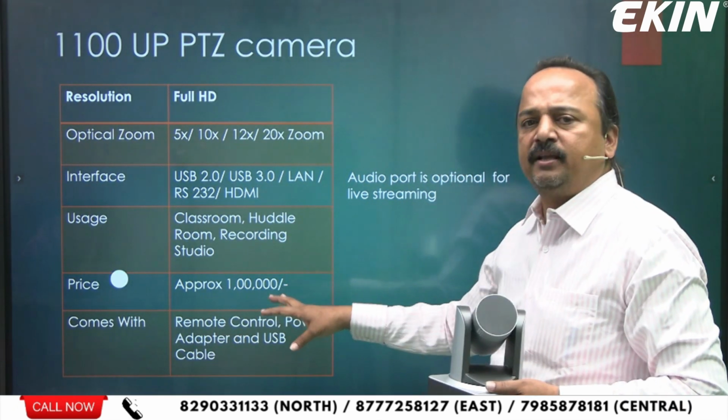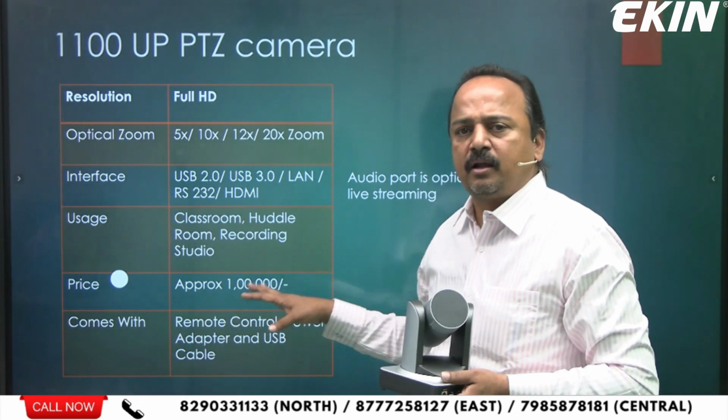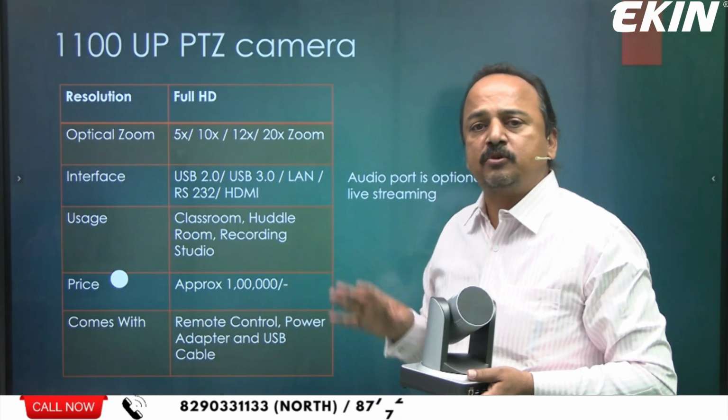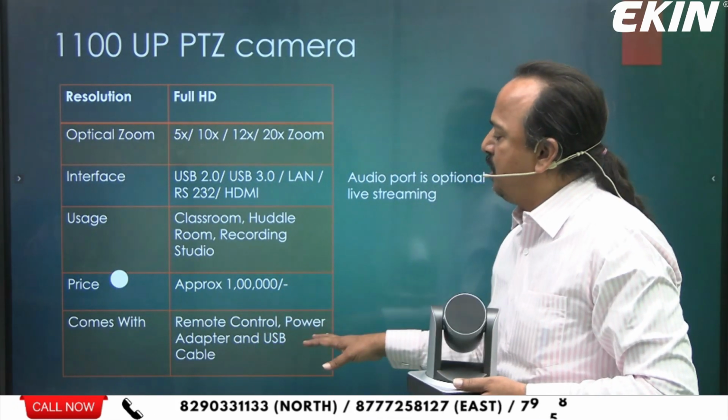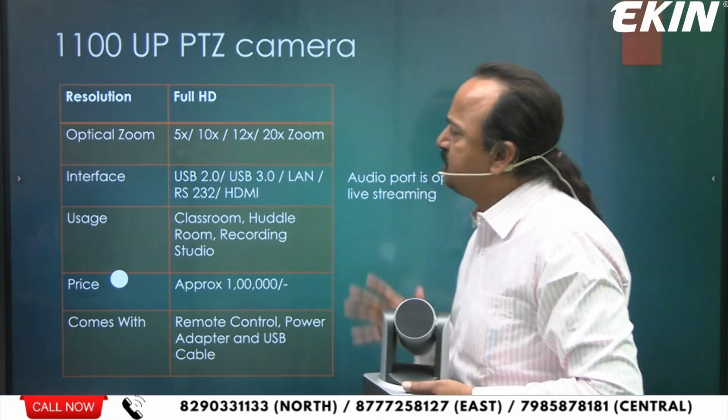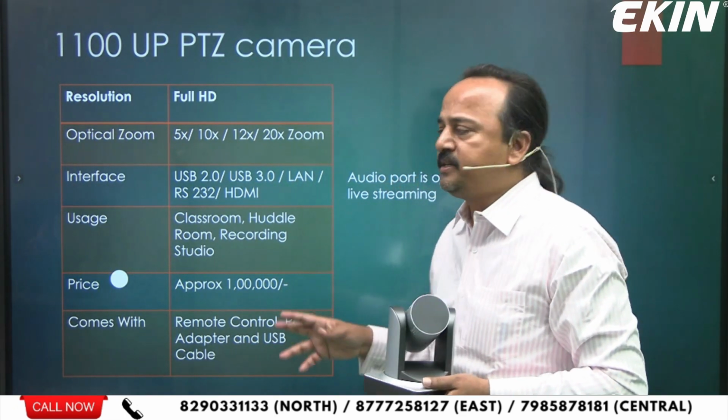The price is very, very reasonable. Around 1 lakh rupees is the price, and with that you get almost everything: remote, power adapter, USB cables, different types of USB cables are available. So this is the 1100 PTZ camera.